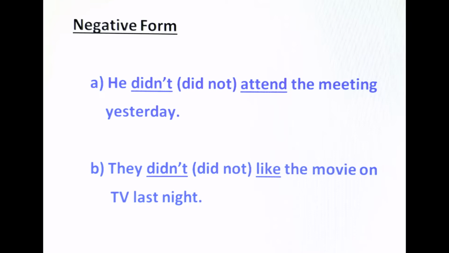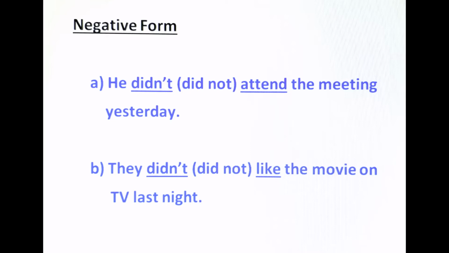Here we have the negative form of the simple past tense. A. He didn't attend the meeting yesterday. Repeat. Now, in the negative form, we use did and not. Did not. And when we're speaking, we use the contraction didn't. And then we use the base form of the verb, attend. So, he didn't attend.